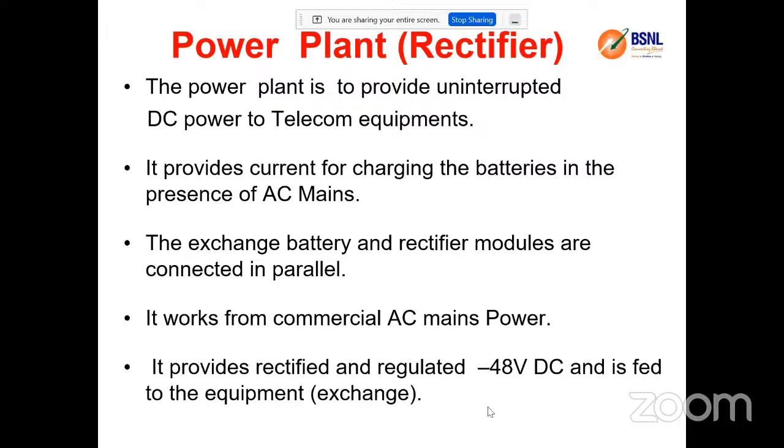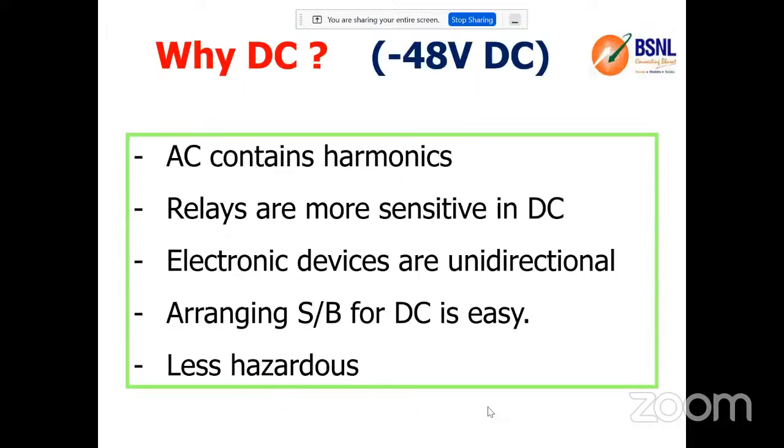So this is the first screen. I'm just showing you why the power plants and rectifiers are used. And this is the next slide. I'm trying to say why DC is preferred in the telecom industry: it does not have harmonics, it is compatible with semiconductors and relays, and arranging the standby with the help of a battery is easy in DC.